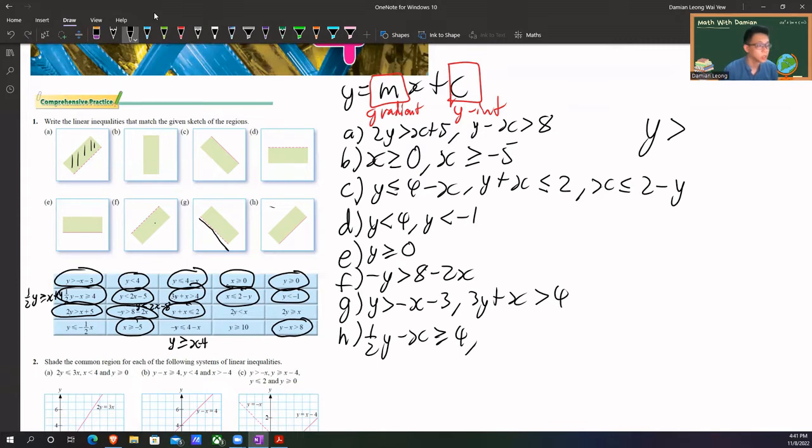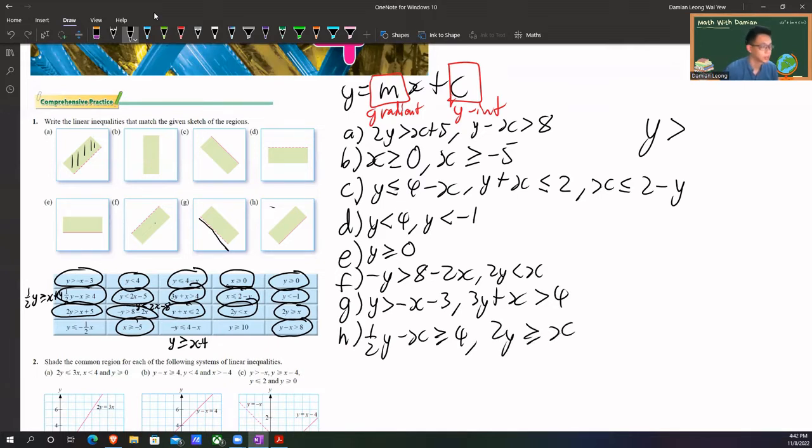Then 2y less than x. Positive gradient means going up. Now dotted lines, shaded below. Dotted lines going up, shaded below is the F. 2y less than x. Okay. 2y more equals x, going up, solid line, shaded above. So it's the H.